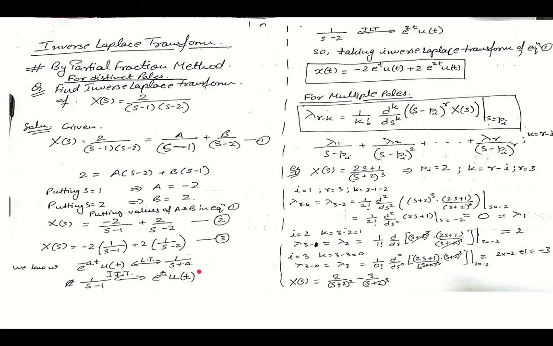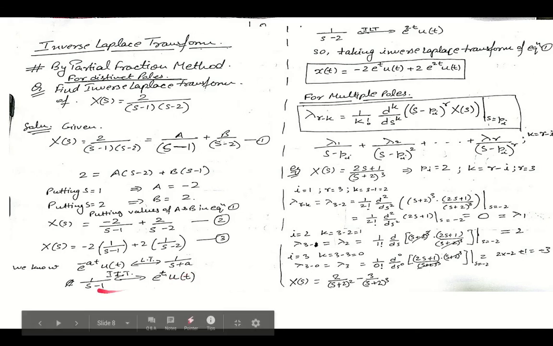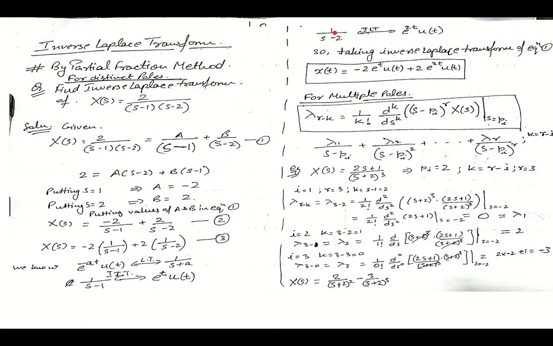So, if I want to calculate the inverse of 1 upon s minus 1, it will be equal to e to the power t u(t). Similarly, if I want to calculate the inverse Laplace transform of 1 upon s minus 2, it will be e to the power 2t u(t).